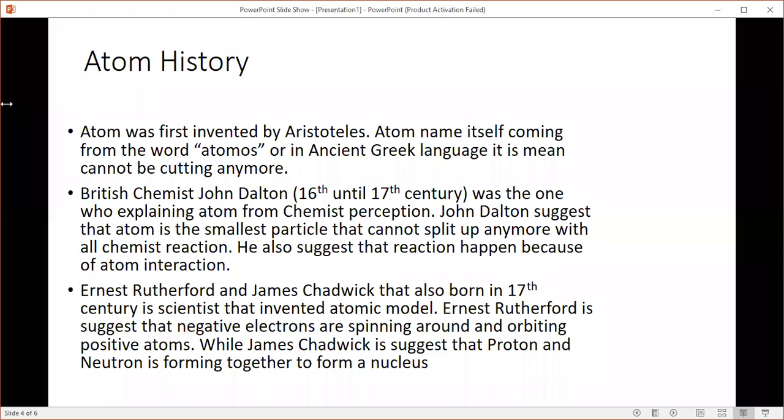So we know that electrons are orbiting a proton because of Ernest Rutherford, who suggests that negative electrons are spinning around and orbiting positive atoms. While James Chadwick suggests that proton and neutron form together to form a nucleus. So we know that proton and neutrons form a nucleus that makes electrons orbit them. We know it because of James Chadwick. Okay, next.